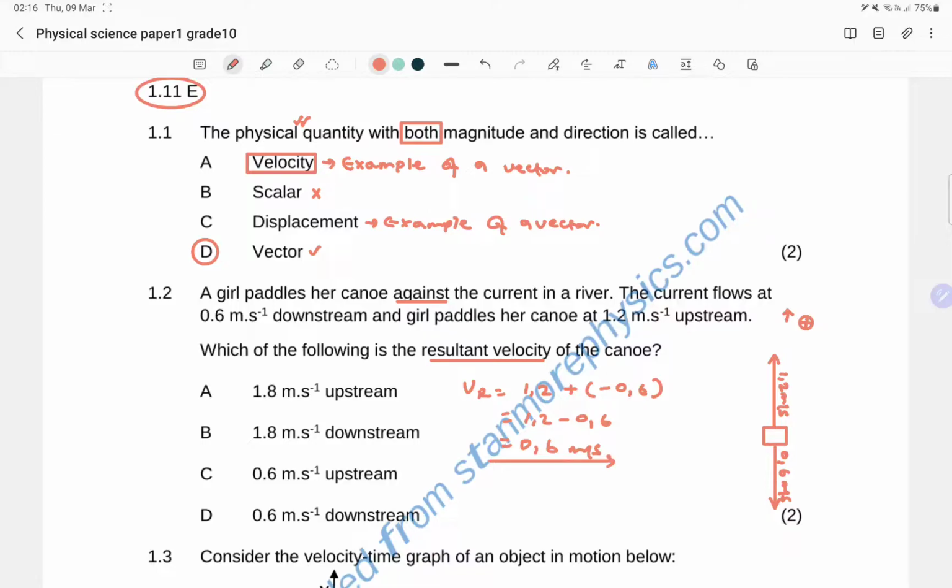With that little bit of a calculation, we know that this is positive. So if it is positive, it's going to be upstream as well. We're told 1.8 upstream, no. 1.8 downstream, no. 0.6 meters per second upstream, definitely, because we calculated it, not downstream. So the answer is C.